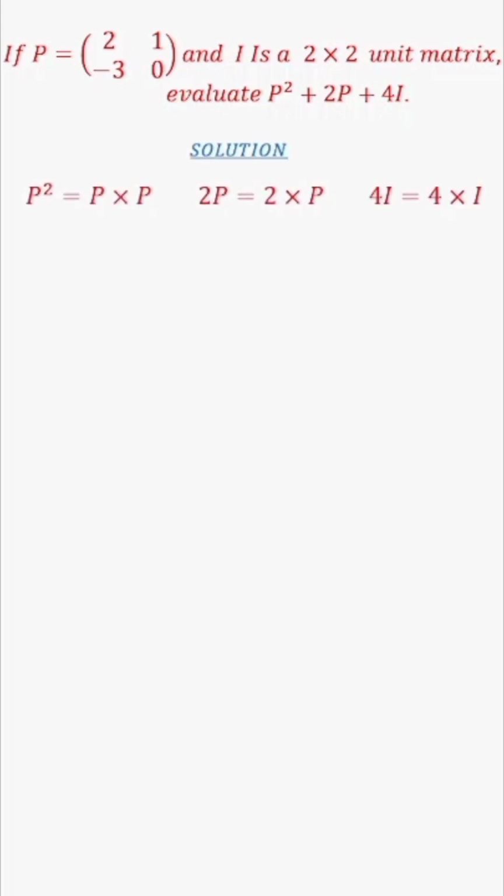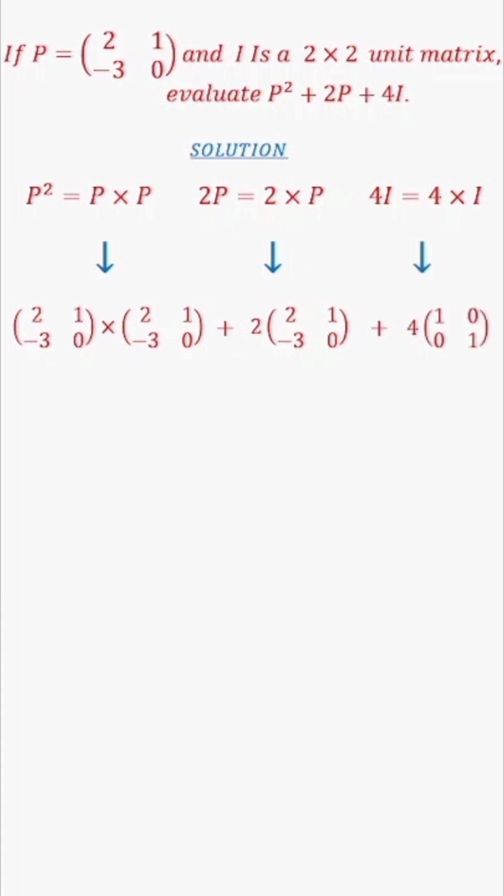The first thing is to write our terms and express them. We know P squared is P in two places, and we just write it out. 2P is 2 times P, that is multiplying matrix P by a scalar factor of 2, which is a very simple multiplication, and 4I will be multiplying matrix I by a scalar factor of 4, which is also simple. An identity matrix or unit matrix is a matrix that has the leading diagonal with unit elements, that is 1.